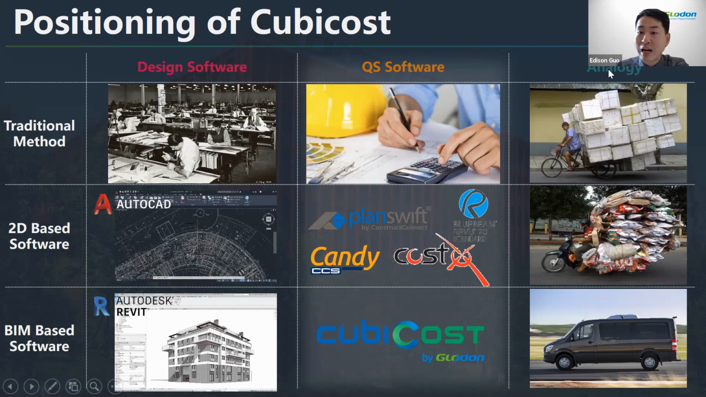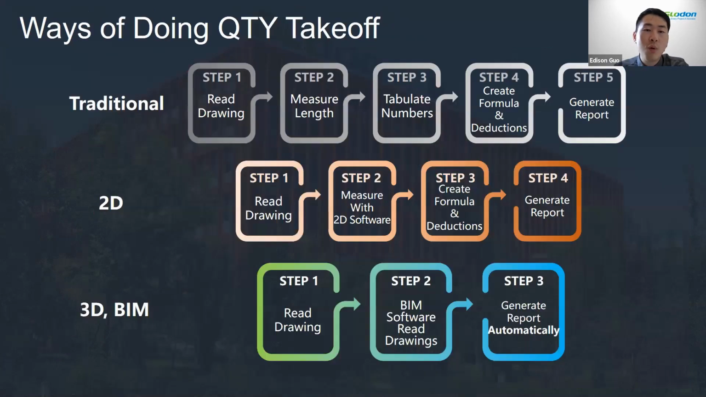That's why I put here the analogy of riding a bike, riding a motorcycle, and driving a car. When you use Cubicost, it's faster, easier, and more comfortable. Why is that? Let me explain to you.